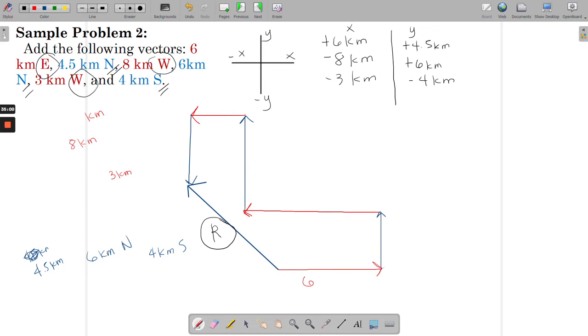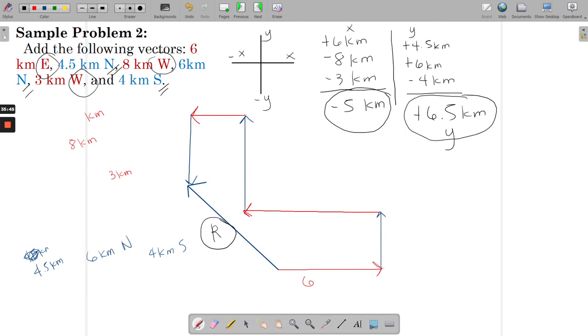What you want to do now is to add all your vectors. So 6 minus 8 minus 3 is equals to negative 5 kilometers. For here, 4.5 plus 6, that's 10.5 minus 4 kilometers, that's 6.5 kilometers. Okay? So that's positive 6.5 kilometers. Okay. So this is your y and this is your x.